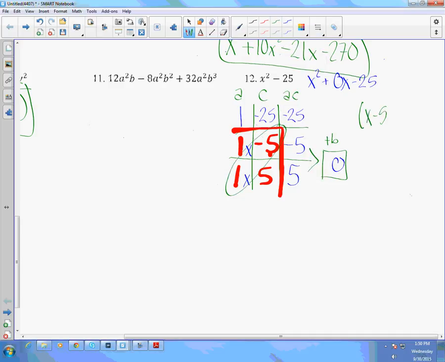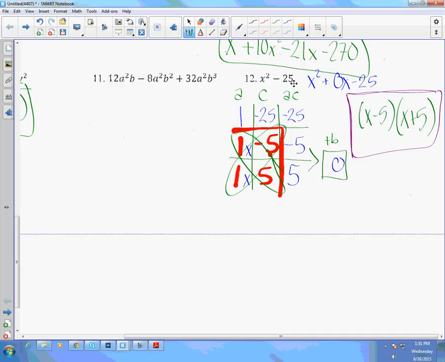x minus 5 and x plus 5. Interesting. We've seen problems like this before. This is called a product of a sum and a difference, because x squared and 25 have a special relationship. Does anyone know what kind of number 25 is?